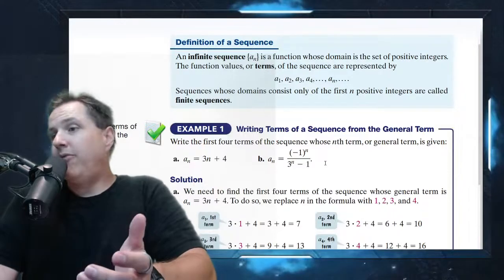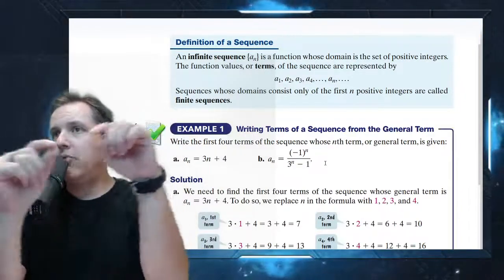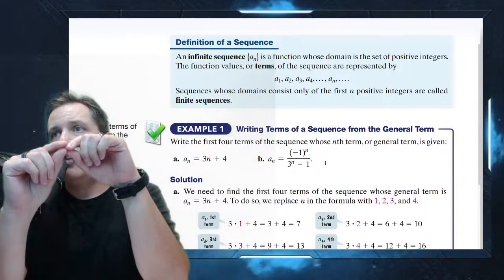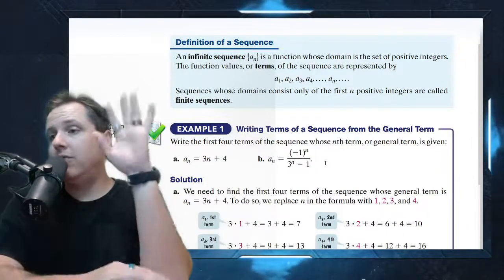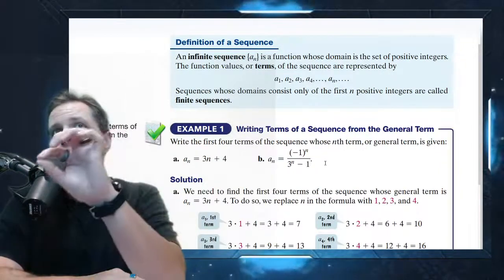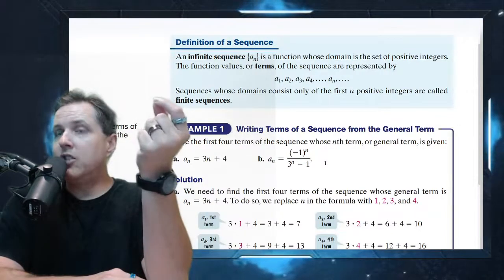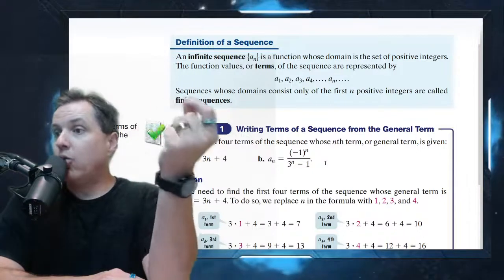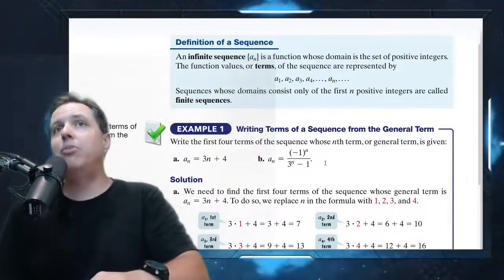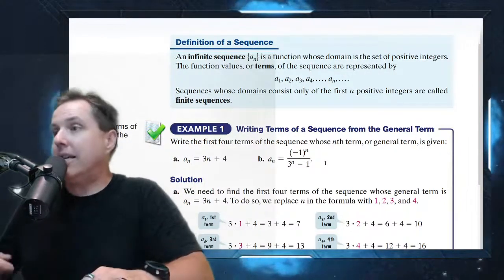Now, some sequences, just like some functions, you have a nice rule. Like when we had functions, if you just have f of x equals 2x minus 1, then it's very clear. Any value I want, I just double it and subtract 1. So some functions have a rule that tells you what your output is. Some sequences have a rule that tells you what the output is. Some sequences do not.